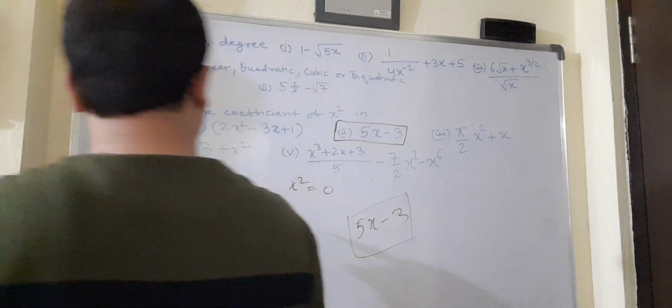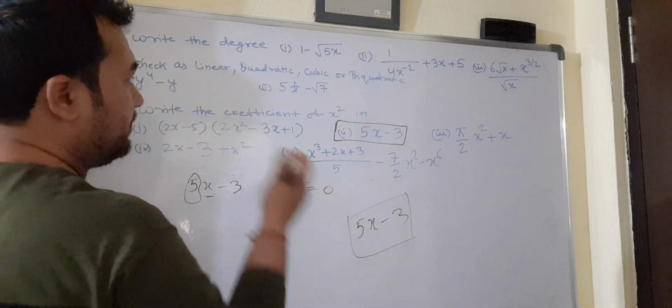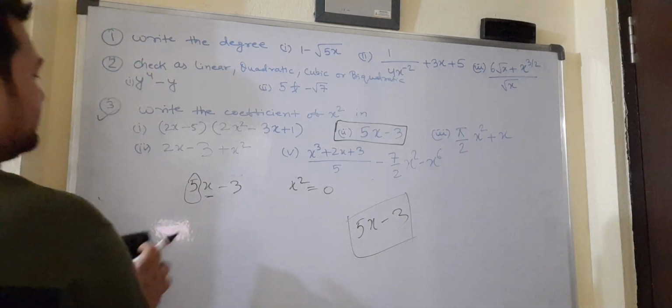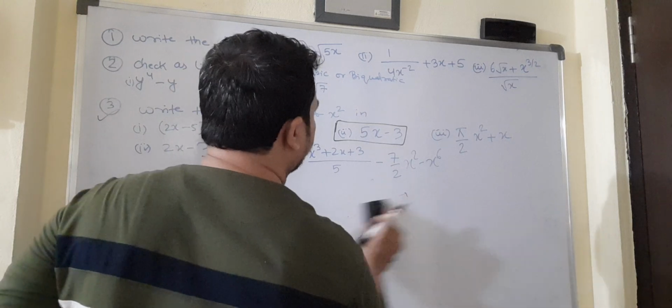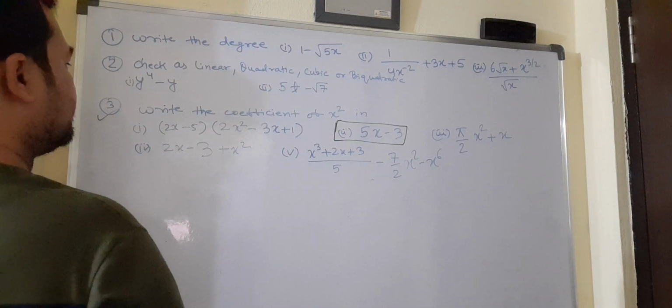So in cases where you do not find any x square and you are asked to write the coefficient of x square, or any such cases, you will write the coefficient as 0. Is there any other such case?